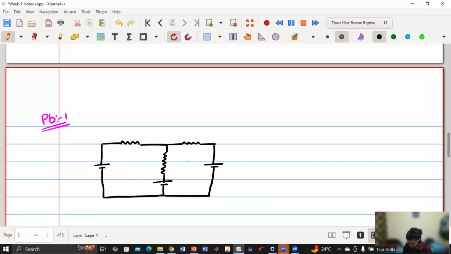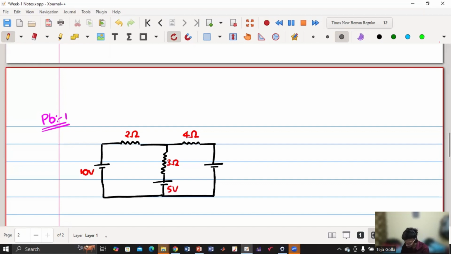So this is the question. Now let me give the values. So this is 2 ohm, this is 10 volt. First of all, tell me how many meshes are there? Two. Yes, very good. Two meshes are there.